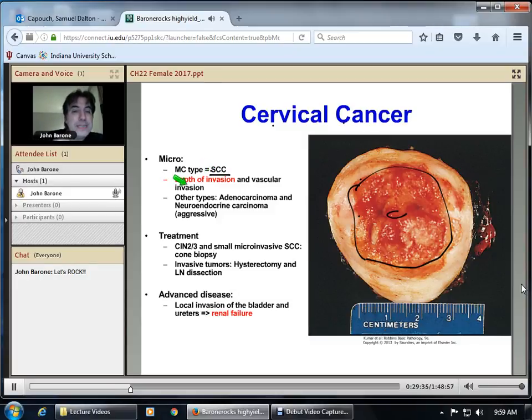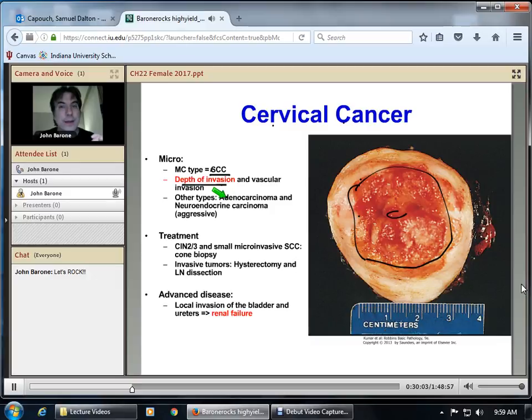Now, the most common type of cervical cancer is obviously going to be squamous cell. There are other types, but squamous cell is most common. Now, depth of invasion is important. The deeper it goes, the more likely it is to find blood vessels. In addition to squamous cells, if the tumor is up towards the endocervical canal where the glands are, you can get adenocarcinomas. They're not as common. They usually come from the endocervical area.